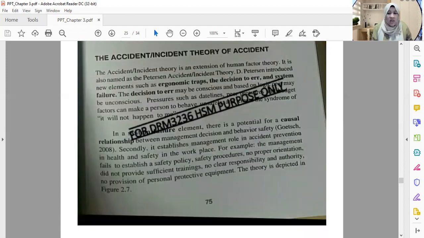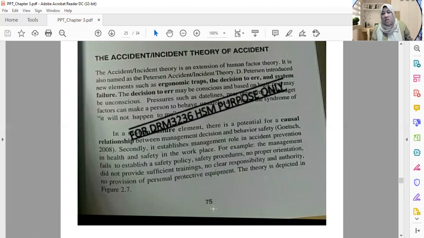Alright, so it is stated here that in a system failure element, there is a potential for a causal relationship between management decision and safety behavior. Secondly, it establishes management's role in accident prevention in health and safety in the workplace. For example, the management fails to establish a safety policy and safety procedure, gives no proper orientation, does not provide sufficient training, has no clear responsibility and authority, and makes no provision of personal protective equipment.